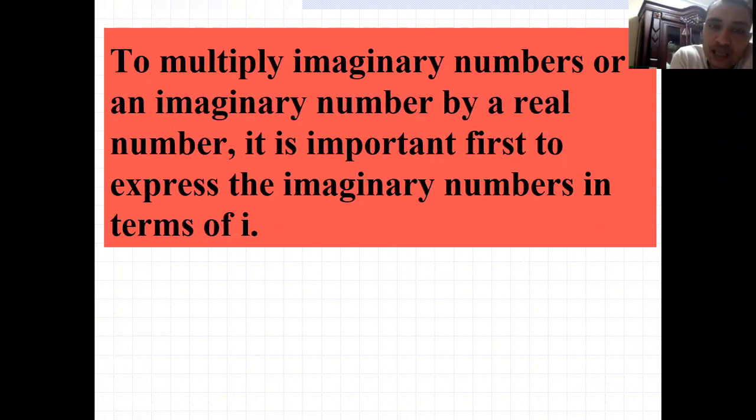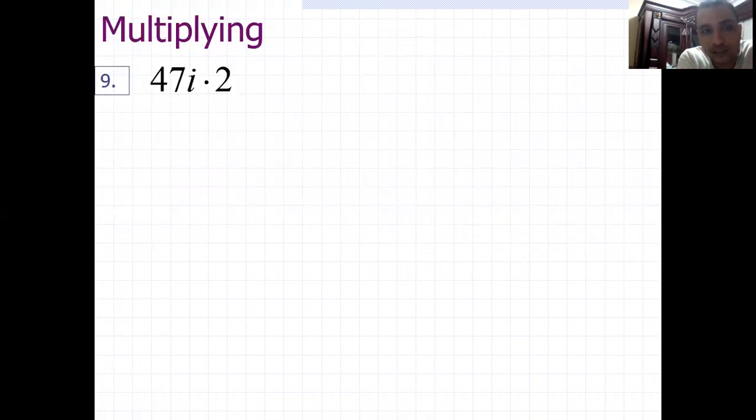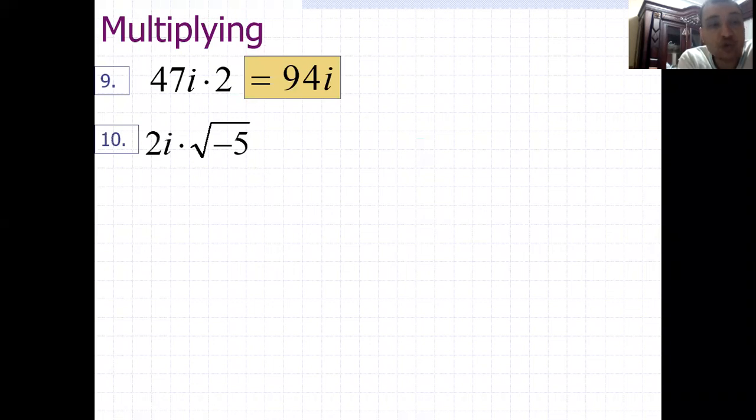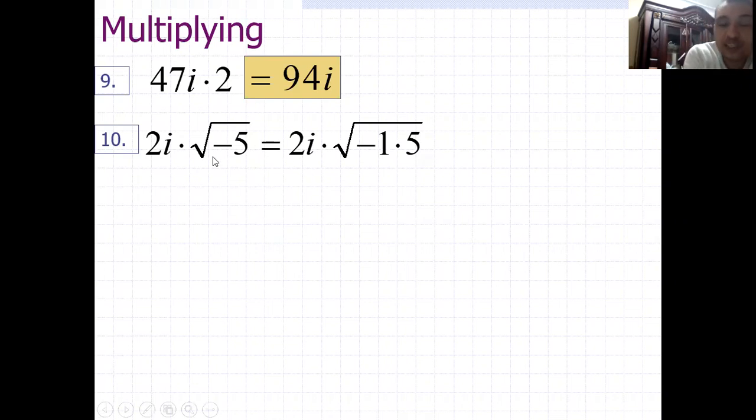Now we have the second part: adding, subtracting and also multiplying imaginary numbers, or an imaginary number by a real number. It's important first to express the imaginary numbers in terms of i. Look, if I have 47i multiplied by 2, it will be 2 times 47, which is 94, and put i as it is. If I have 2i times root negative 5, in this question we should rewrite root negative 5 in terms of i first. So 2i as it is, and root negative 5 we can express directly as i root 5.